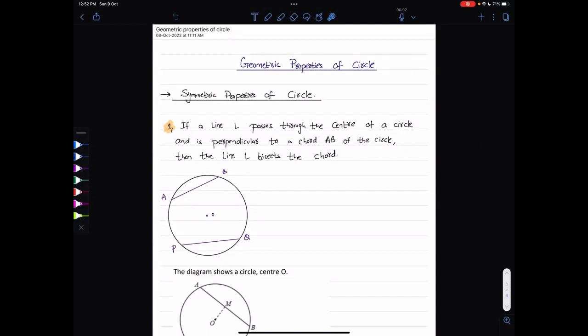Today's topic is geometric properties of circle. In this video, we are going to be looking at symmetric properties of circle. So the first property deals with a line passing through the center of the circle to a chord.